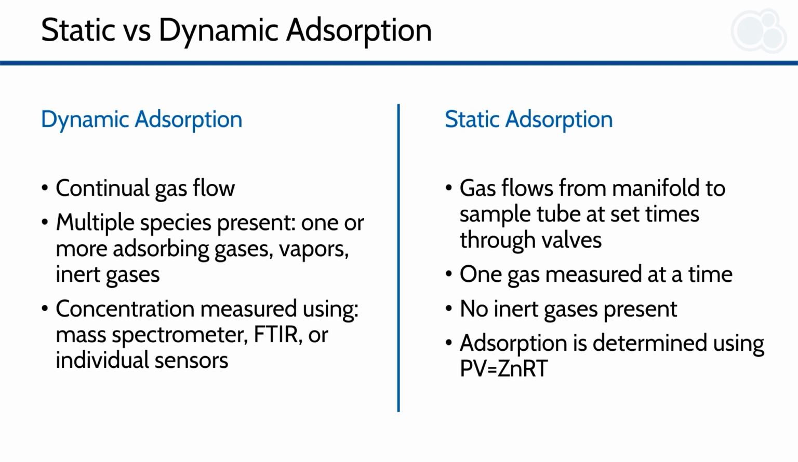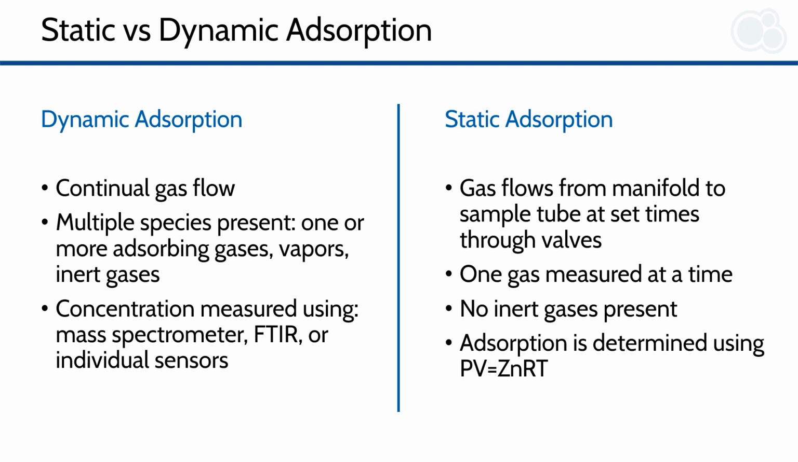For static adsorption, gas flows from the cylinder to the manifold, and then from the manifold into the sample tube at set times through valves, and there are particular dosing intervals to be able to dose and collect data, which is presented in the form of an isotherm. So one particular gas is measured at a time. In our static adsorption experiments, there are not multiple gases, there's just one gas.